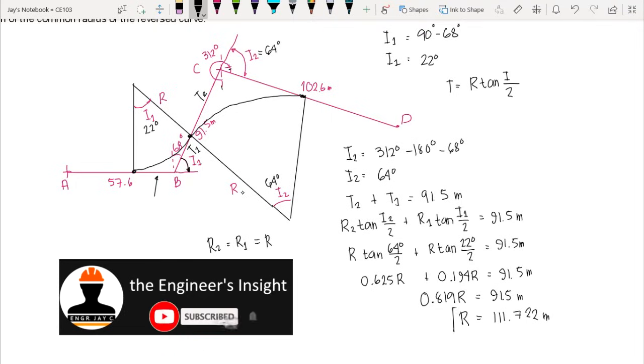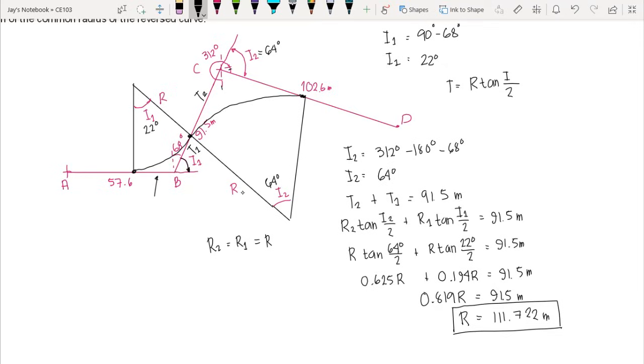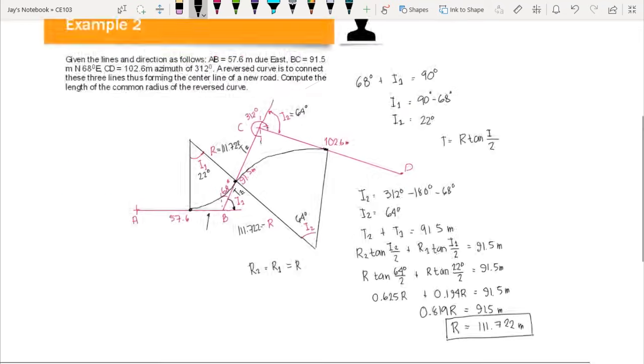So this would be our final answer. This is the value of the two radii. So 111.722 as well as the radius of our first simple curve. And that's how you are going to solve reverse curve with non-parallel tangent.